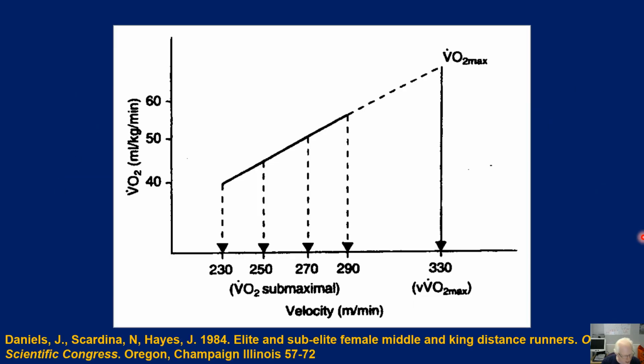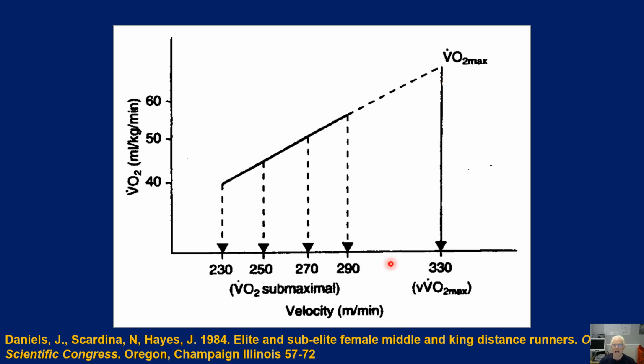As we can see here, again, this is from Daniels. So here we've got our submaximal data, this is our economy data. So 3 different treadmill speeds. Here we've got the VO2 responses at about 40, about 45, 50 and about 55 mils per kilogram per minute. What they've then done on a separate visit maybe, or at the end of these testing, they've taken the VO2 max for the athlete, and we can predict that's in the region of maybe 65 to 70 mils per kilogram per minute.